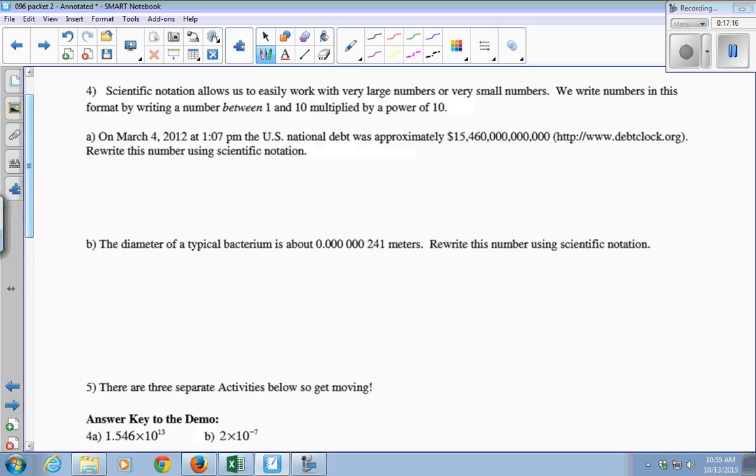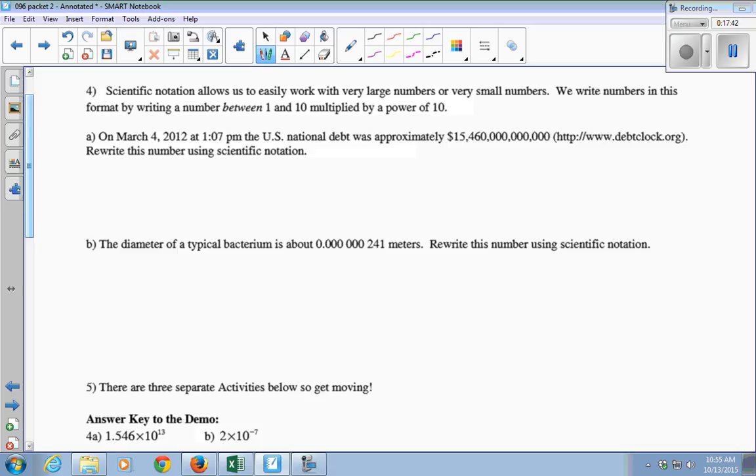All right, scientific notation allows us to easily work with very large or very small numbers. We write numbers in this format by writing a number between 1 and 10 multiplied by a power of 10. So for example, on March 4th, 2012, the US national debt was approximately 15. How do I figure out how to say that number?